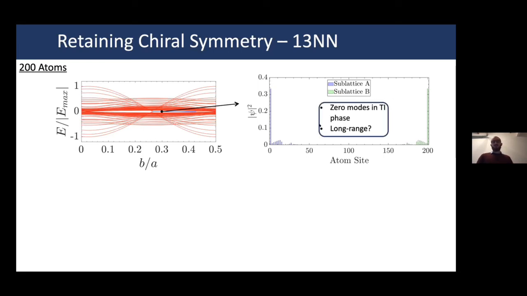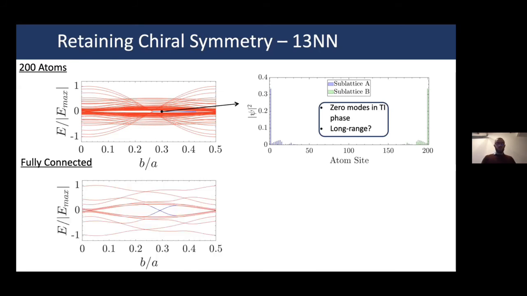And the question is whether you can really say that this is long range, because it's 13 nearest neighbor interactions, fair enough, but there are 200 atoms in the system, which is quite a large amount in comparison. So what we want to do now is look at a fully connected 13 nearest neighbor system. So we shrink it down to 14 atoms, and we see what we get.